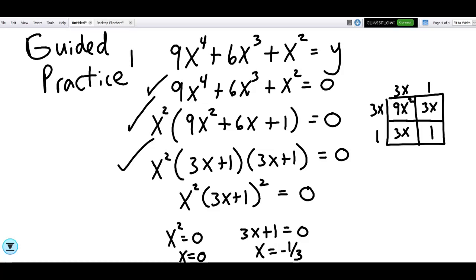Okay? But regardless, you set x squared equal to 0 and solve, and you should get x equals 0 for that. And then you set 3x plus 1 equal to 0 and solve, and you should get negative 1/3 for that. Okay?